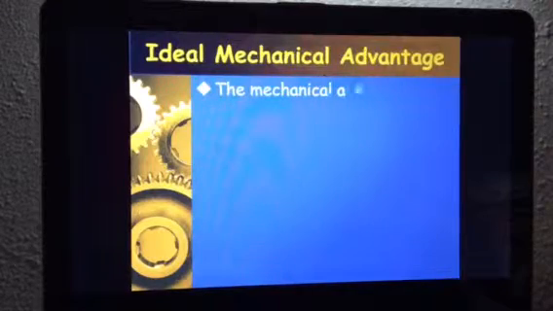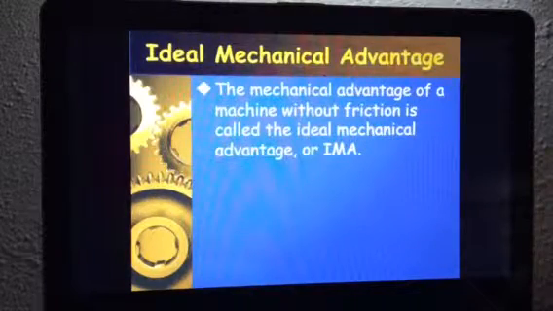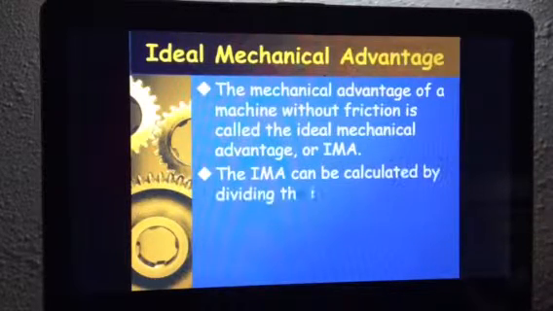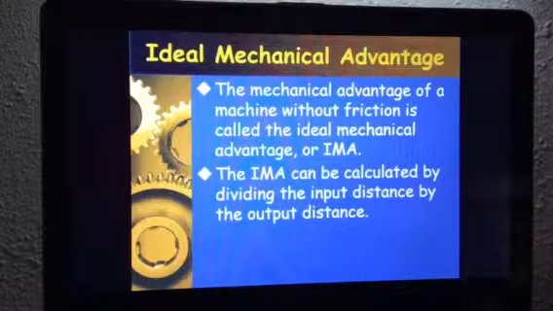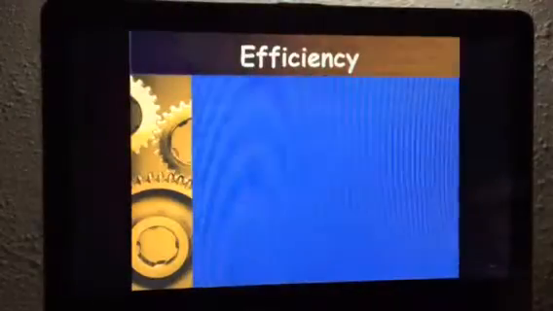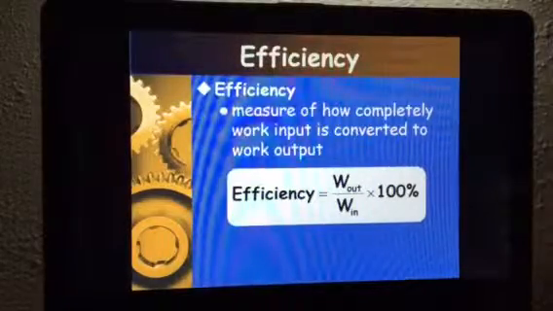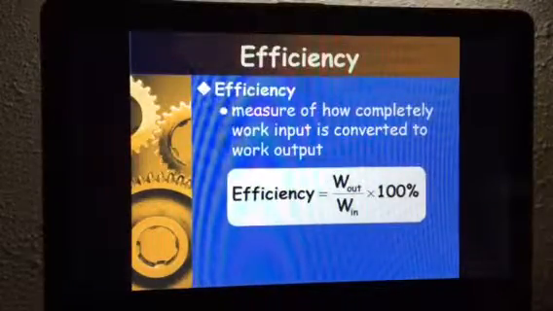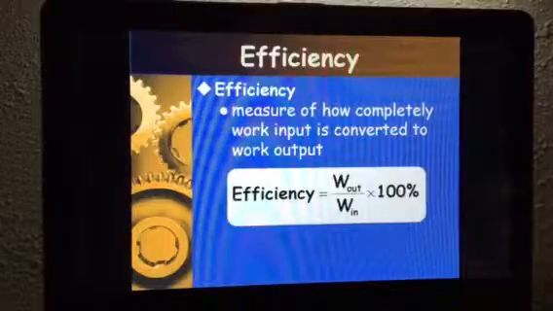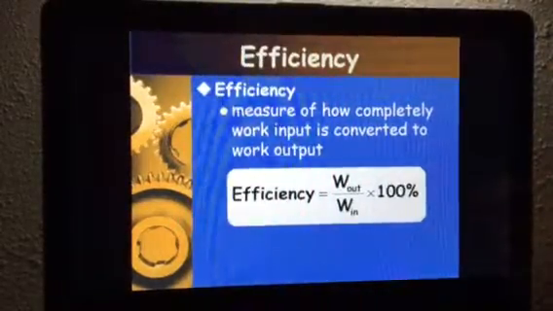If a machine has no friction, its mechanical advantage is called the ideal mechanical advantage, or the IMA. The IMA is calculated by dividing the input distance by the output distance. You can write that equation onto your equation card too, along with efficiency. Efficiency is work out over work in times 100%. You're trying to make the most efficient machines possible.